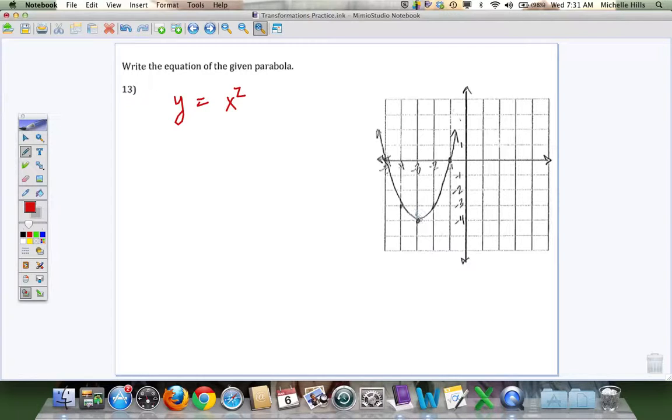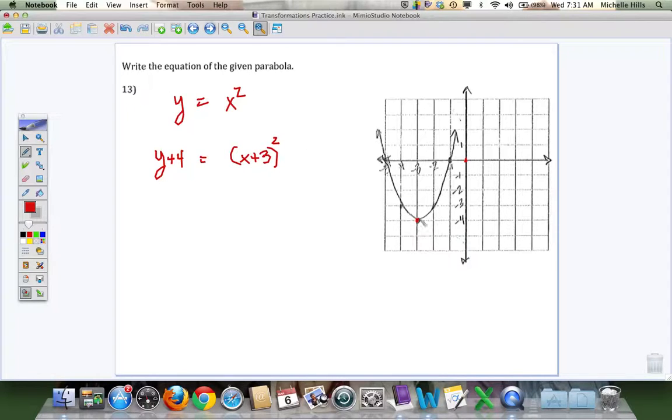So the first thing I notice about this is it opens up, which means there's not going to be a negative sign in front of the x squared. But I also notice that my vertex has shifted from 0, 0 to -3, -4. So I would have to add 4 to my y to get back up to 0. And I would have to add 3 to my x to get back over to 0.